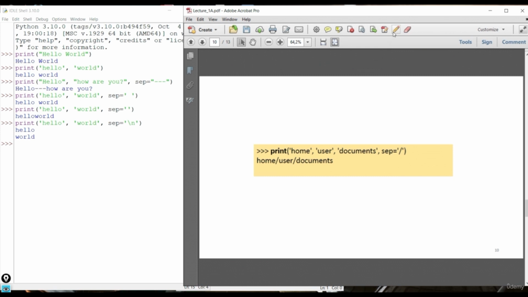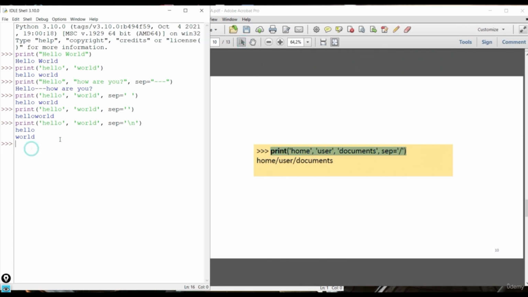Okay, this is another example. Here we use just a slash to separate the strings. As you see, strings are concatenated, and between them a slash is used. So let's try this example also. Okay, as you see here, strings are concatenated, and between the two strings a slash is used. It is given here.